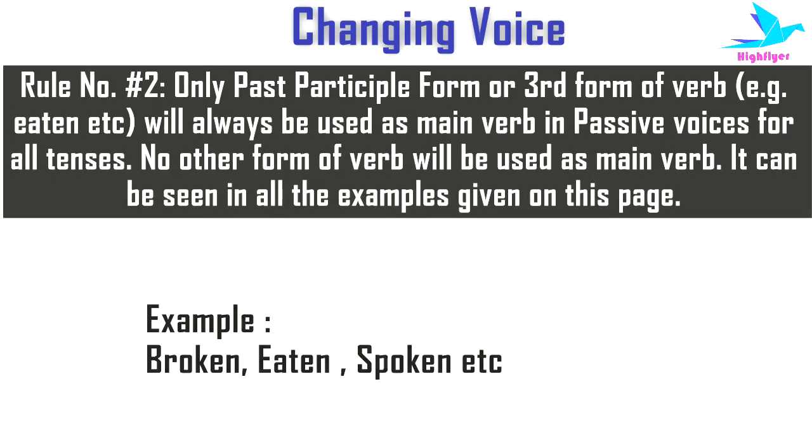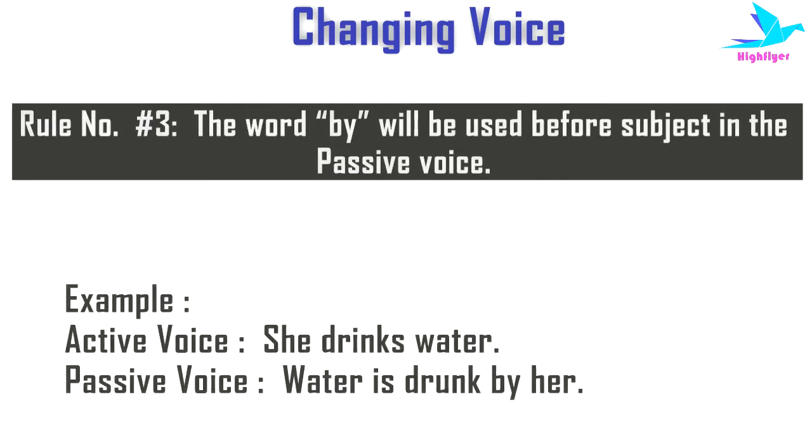Then rule 2. Only the past participle form, or third form of the verb, for example eaten, etc., will always be used as the main verb in passive voice for all tenses. No other form of verb will be used as the main verb. It can be seen in all the examples that we have considered till now. Then the next rule says the word "by" will be used before the subject in the passive voice. For example, in active voice, "She drinks water," and in passive voice, it will be "Water is drunk by her."